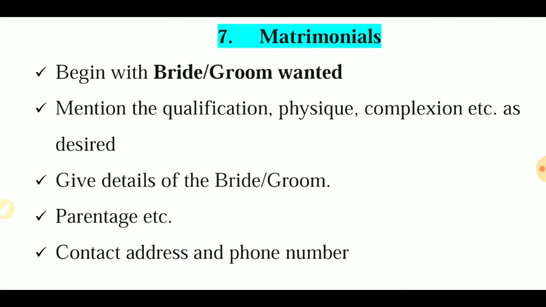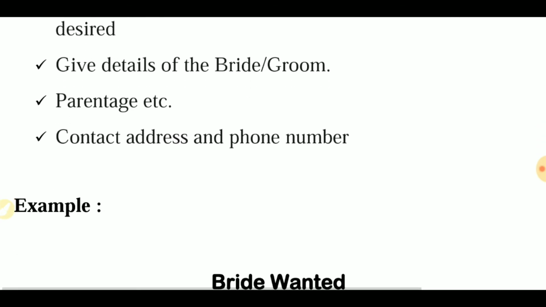Suppose you are seeking a bride for a groom, then you should mention the qualities which you want in a bride, and you should give the details of the groom as well in the advertisement. What he is doing or what his earning is, what his height, his complexion, all these details should be mentioned. His parentage, contact address and phone number should be given in the content part. Let us see an example.